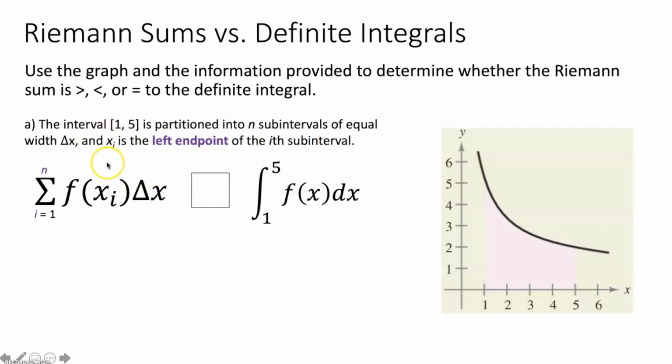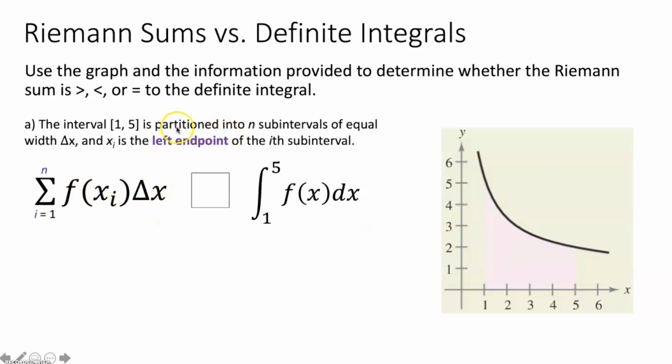So right here, we have a Riemann sum and we have a definite integral. Now a Riemann sum adds together the areas of a certain amount of rectangles, n amount of rectangles, in order to approximate the area under the curve from x equals 1 to x equals 5, the area of this pink region. So this right here is going to be an approximation of this area. This over here, the definite integral from 1 to 5 of our given function, is going to be the exact area under the curve from x equals 1 to x equals 5. So we have to figure out, is this right here an over or an underestimate?